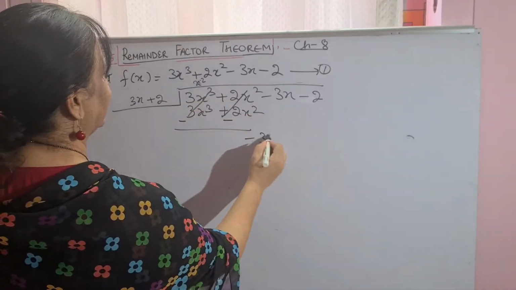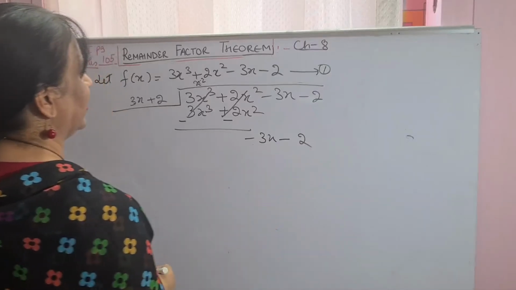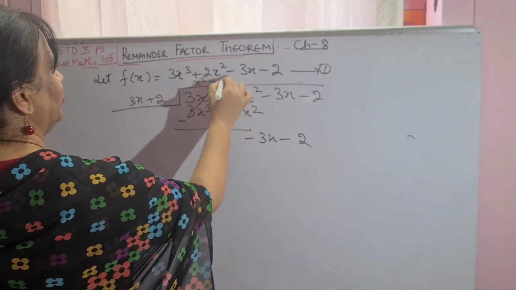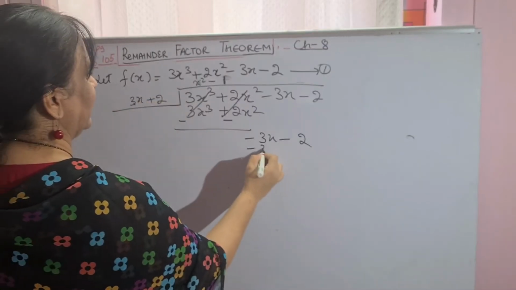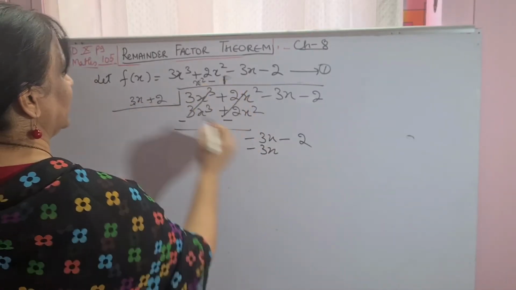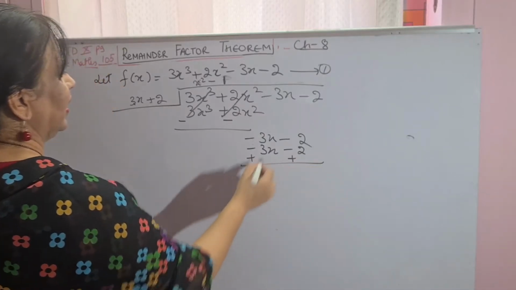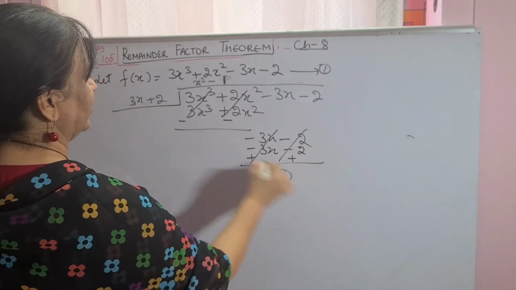Again minus 3x minus 2. You can copy down. So you do it minus 1. Only 1 you need. Minus 1 into 3x is minus 3x. Minus 1 into plus 2 is minus 2. This you have done from the 8th standard onwards. And see, again the sign changes and you are getting 0.